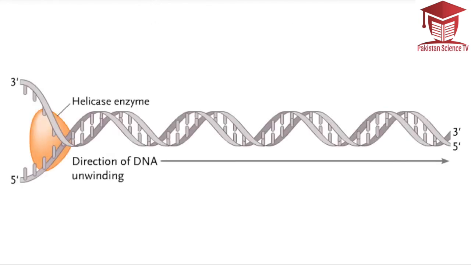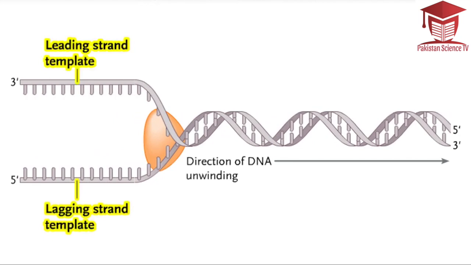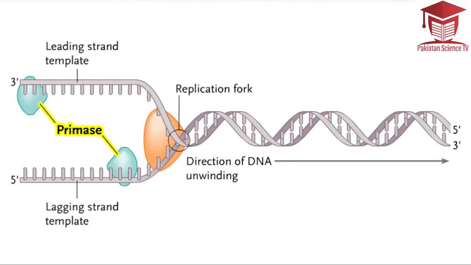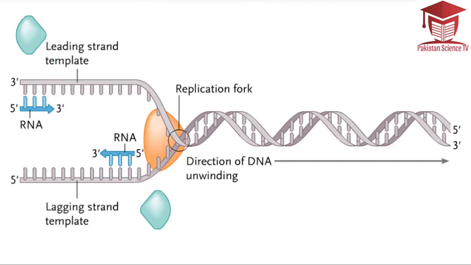To begin DNA replication, a helicase enzyme attaches to the double helix and unwinds the two strands, exposing them as templates for replication. The point at which the two strands are being separated is the replication fork. The enzyme primase attaches to each of the template DNA strands. Primase synthesizes a short RNA primer on each template strand. The primers are assembled in the 5' to 3' direction. After the primer reaches a certain length, primase drops off of the template strand.